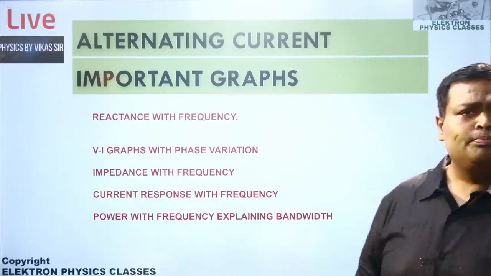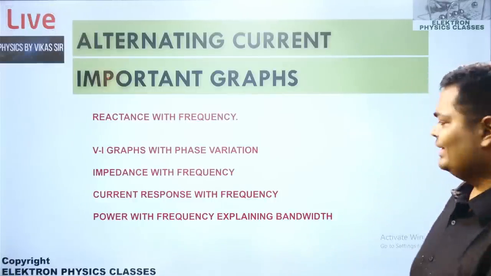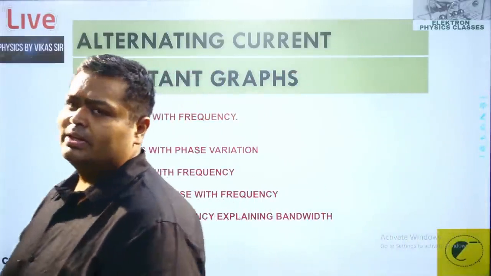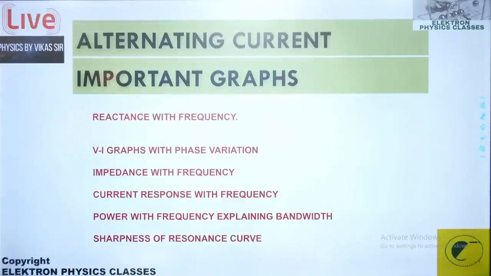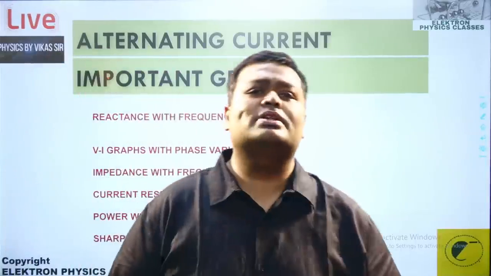And then important, the power graph with the frequency, the peak power, the half power, like that. Okay, so that explains the bandwidth. Explaining the bandwidth in that: at the lower resistance what happens, high resistance what happens, and finally the sharpness of the resonance curve. So those are the important topics in alternating current.